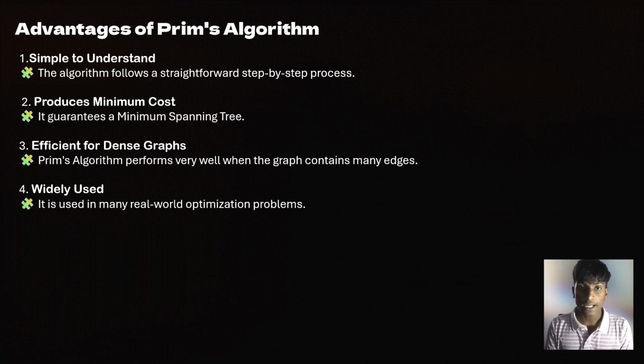Third, it is efficient for dense graphs. That means it works very well when the graph contains a large number of edges. Fourth, it is widely used in real-world applications. It is used in many optimization problems such as networks, road systems, and electric connections. So overall, Prim's algorithm is simple, efficient, and very useful in real-world problem solving.